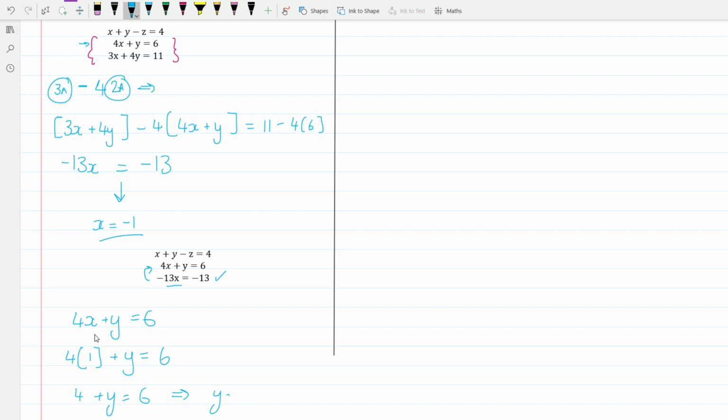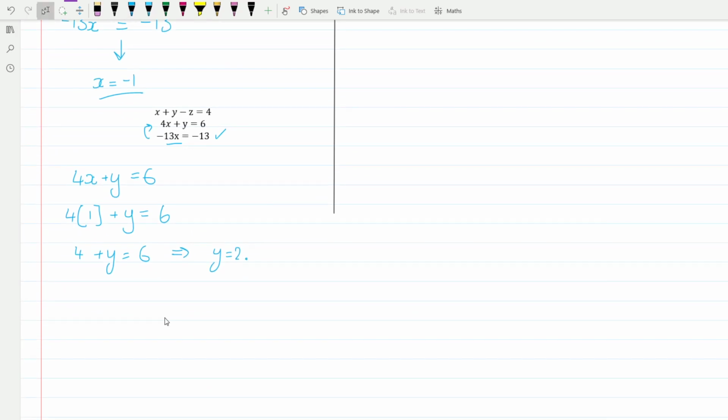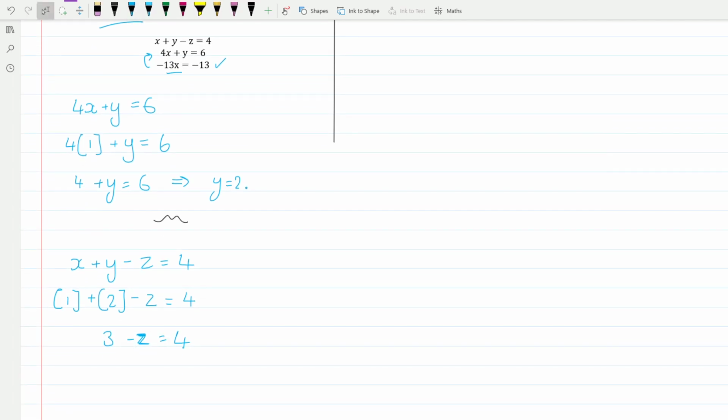And then we can see that y should be 2. Finally, you can go a little bit further up again, and you can plug x and y into the top equation. So x was 1, y was 2, z we don't know yet. Let's make that clearly a z. There we go. 3 take away z is 4. Z must be minus 1 to solve it.